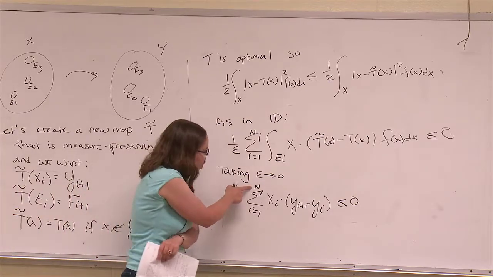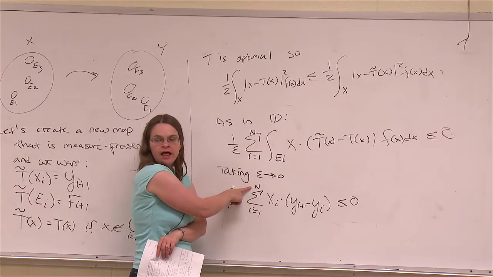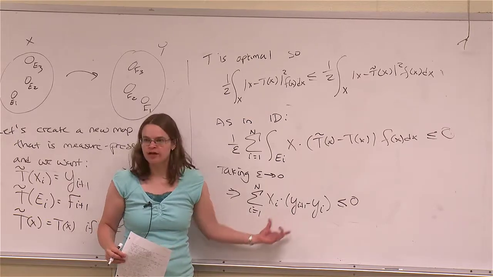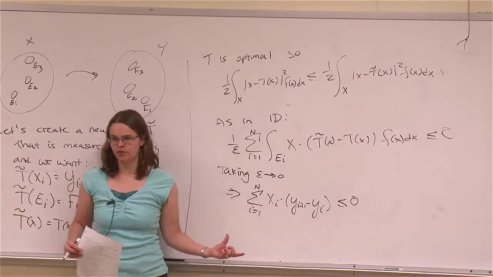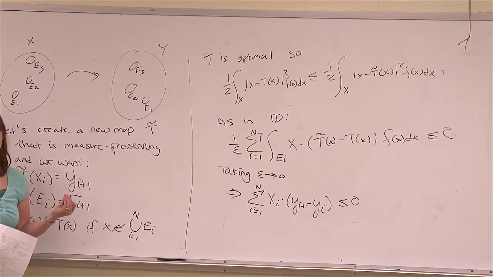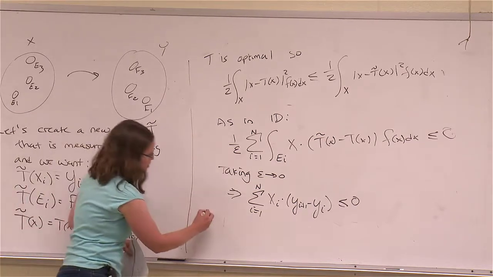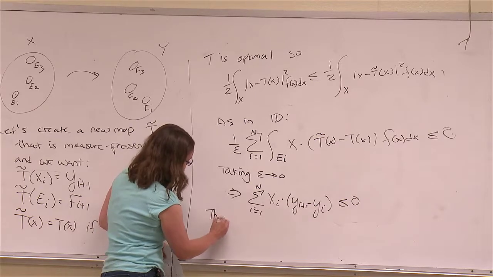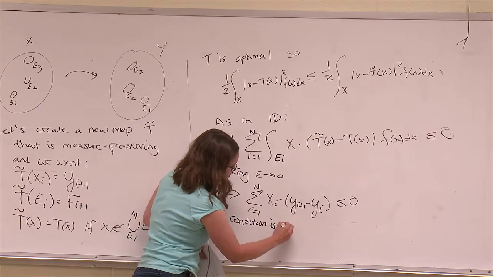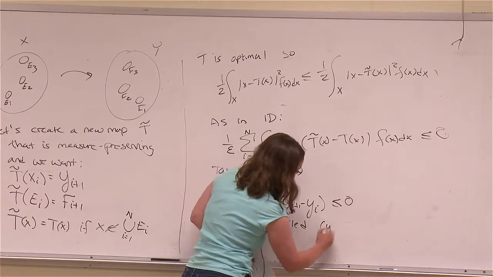Okay, in the special case of capital N equal to 2, and in the special case where I was in one dimension, this would be exactly the monotonicity condition that I had before. Now it's a little bit more complicated result that we need. And this is called cyclical monotonicity. Let me write it first, cyclical monotonicity.